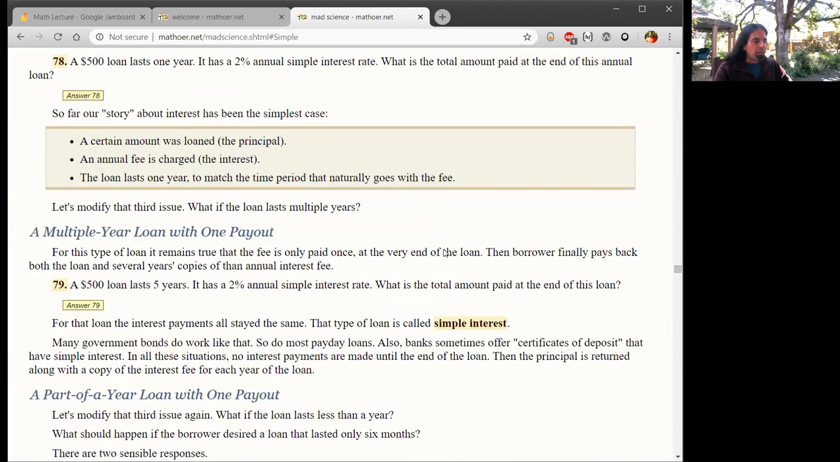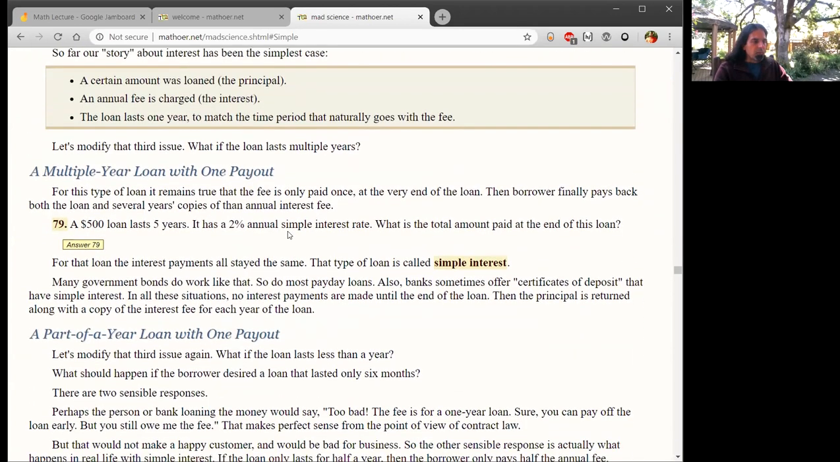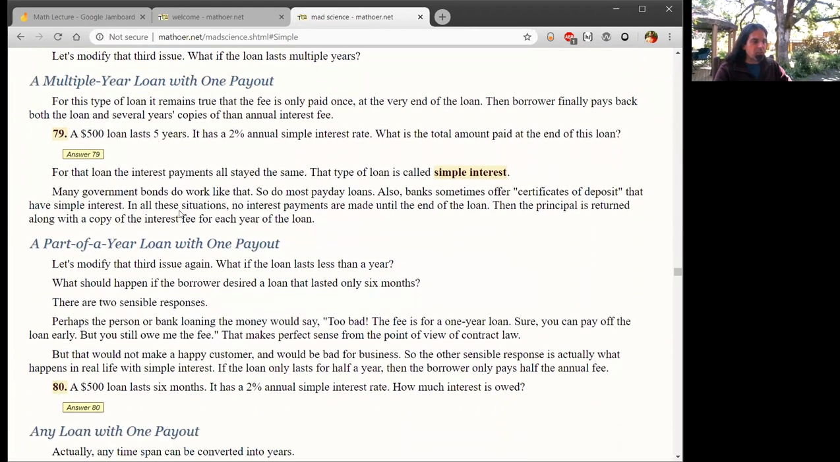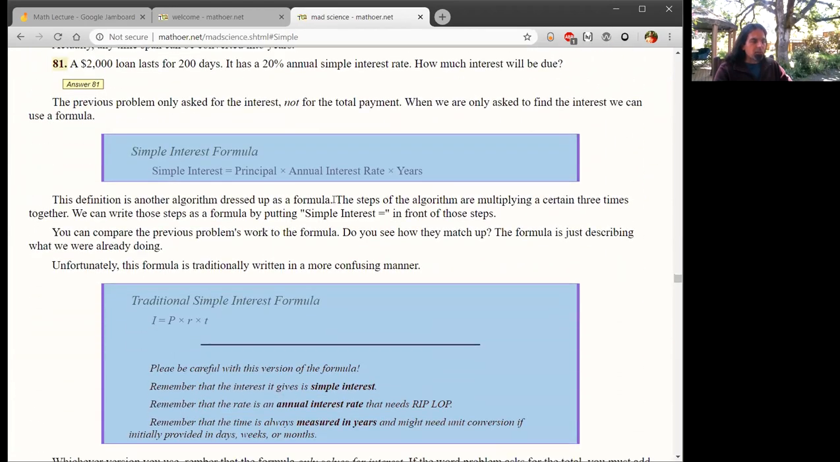But then when we had multiple loans, we couldn't use the 1+ trick anymore. Multiple year loans, we couldn't use the 1+ trick anymore. We just had to do it in parts. And then I mentioned at the very end of last class, there's a formula.